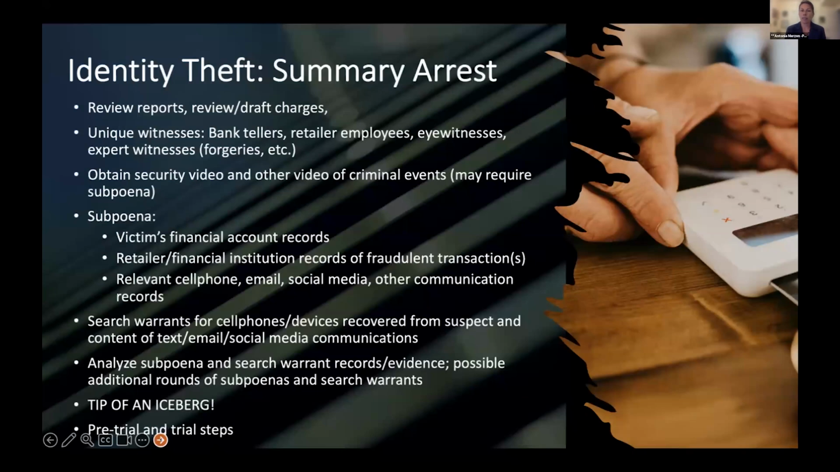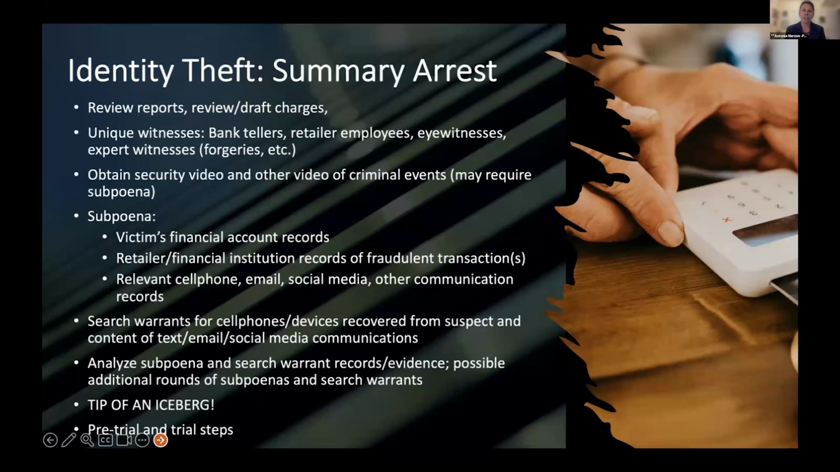Of course, they're the victims, but we're also talking about bank tellers, retailer employees, the eyewitnesses within the scenario where these crimes occurred, and often an expert of some type to explain why something is a forgery or why a certain type of transaction was a fraud. And these cases, even the simplest ones, are going to require records of different kinds. The victim's financial account records, the records of the fraudulent transactions that come from the retailers or the banks or the other financial institutions.